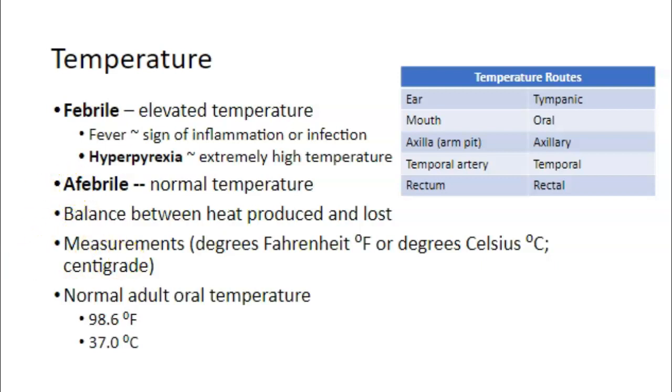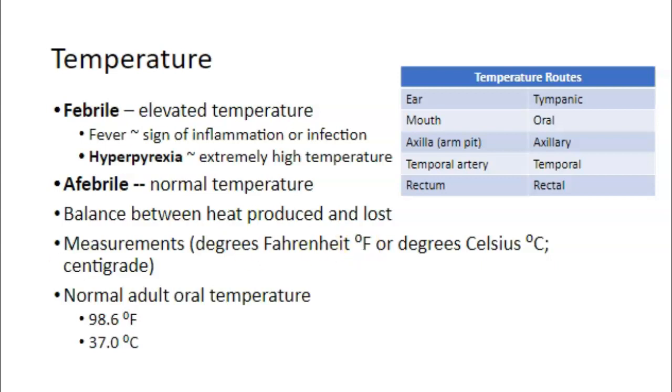And so the word afebrile would then indicate a normal temperature. Like I said, a lot of times you'll see that that person is alert, oriented, and afebrile, or you might see a description of a 6-year-old male, sweating, fatigued, febrile at 102.5. So you'll see both of those words used in the description. When we actually look at what a fever is, it's a balance between heat produced and heat lost. Frequently the body will attempt to cool itself down, and that's why you'll get sweating or chills associated with a fever.